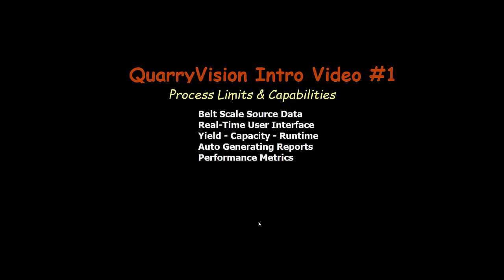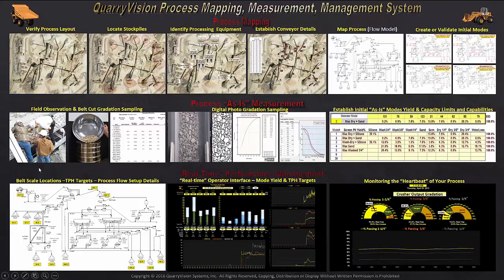With this, the process limits and capabilities for any operating quarry can be established in detail that has never really been practical before. Simply using belt scales to measure the operating variables, using the real-time interface to begin managing the operating variables. The issue with managing data is taken care of by the system, with it automatically generating reports, providing the analysis of current performance necessary to evaluate potential improvement.